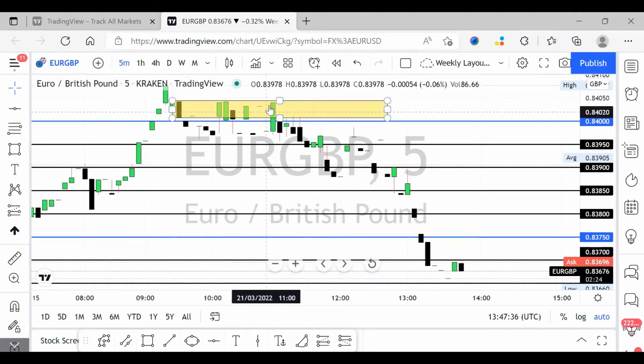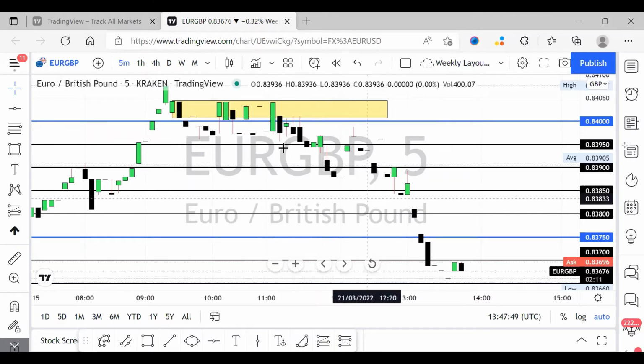It went into a range. This particular green candle did not go above the zone. All these candles with the wicks are trying to go above, but it didn't. This is telling you the selling pressure is starting to continue. As price goes further up, it did not go above here.